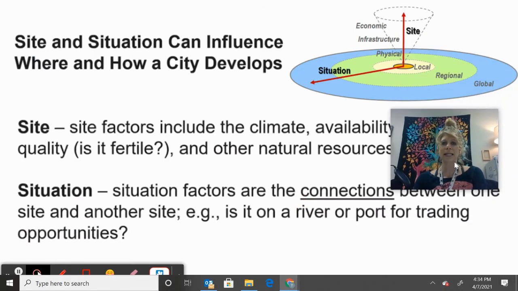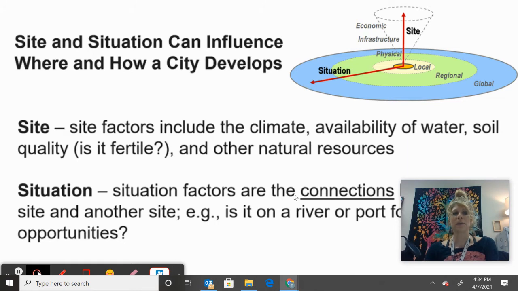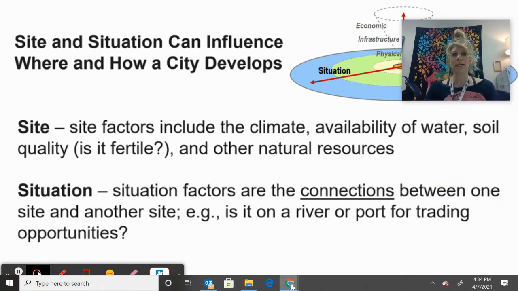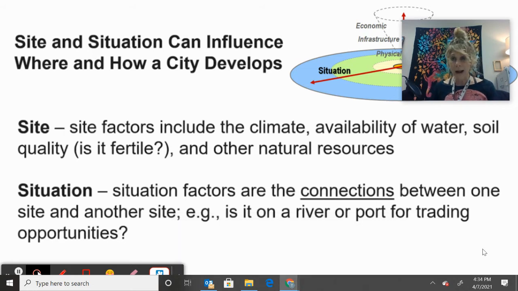So first, site and situation. Site is going to mirror a little bit of what we talked about in Unit 1 on absolute location. So site features are specific factors like climate, quality of soil, natural resources, or even access to water. Those are going to be site factors, say in a city. Okay, absolute. And then situation factors are going to be more like connections around that city.